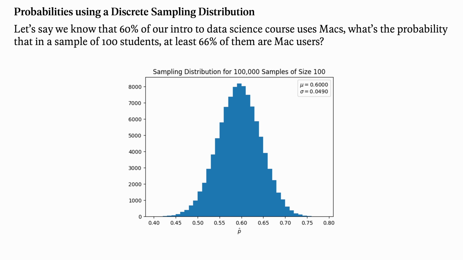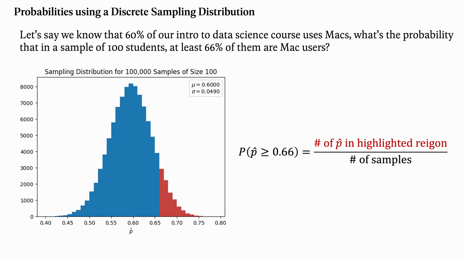We'll start by analyzing this question from the discrete scenario. So below is the sampling distribution for 100,000 samples of size 100. I've gone ahead and highlighted all of the samples which had a sample proportion, or p-hat, of 66% or greater. How do we find the probability of pulling out one of these samples?